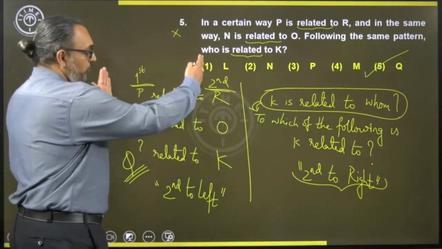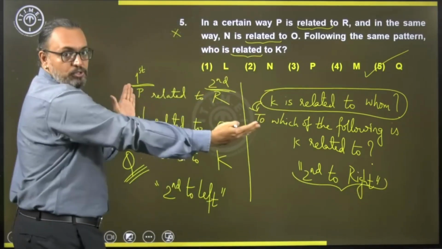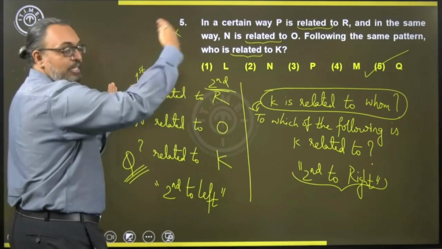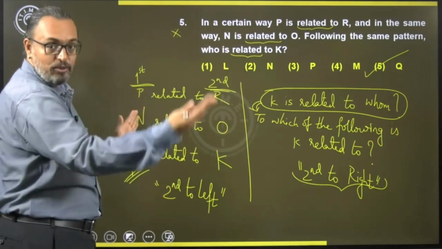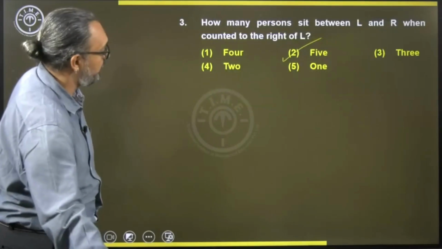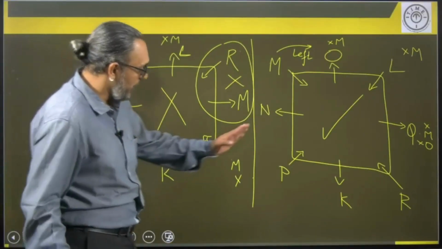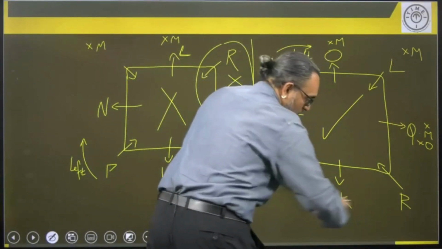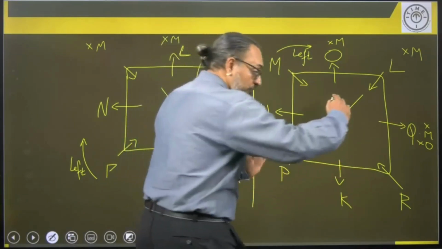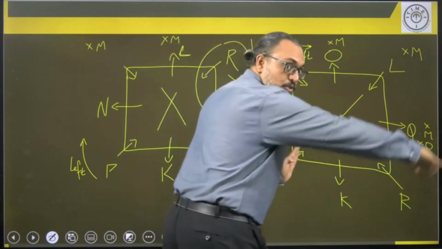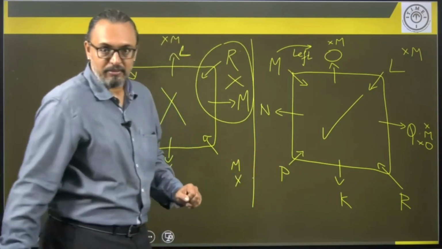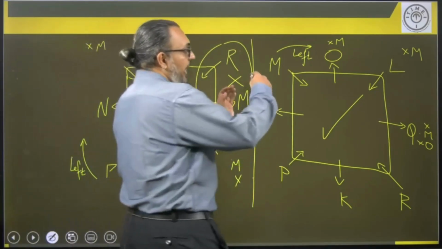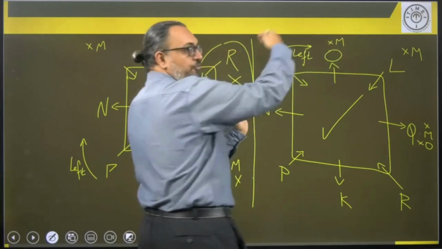Because now with respect to the first person I am going to check. So R is second to the right of P. O is second to the right of N. Correct? Check here. See here we had P, first person, second to the left of the second person. Now if I want to check the second person, it is second to the right of the first person. Likewise, O is second to the right of the first person.